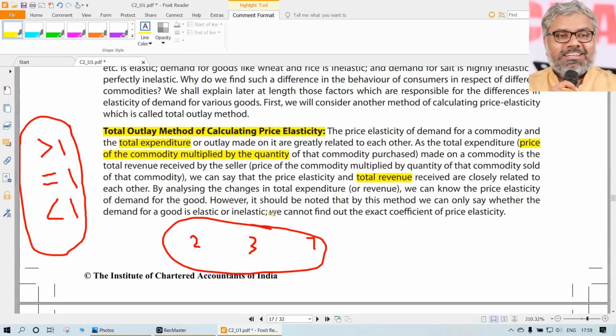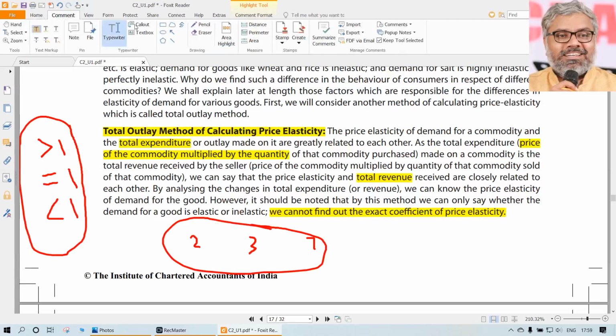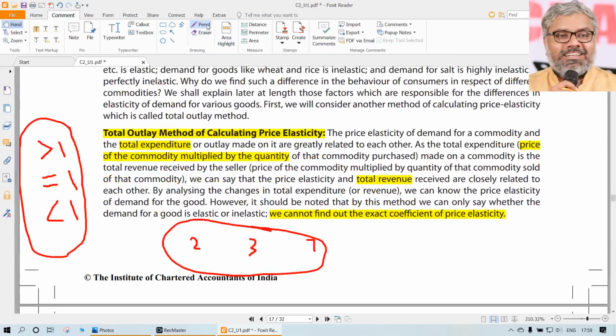But the point here is, in this method we cannot find out the exact coefficient of price elasticity. Whatever calculations we did earlier cannot be done here. So we cannot find out how much the elasticity of demand is. Is it 2? Is it 1? Is it 1.5? Is it 0.5? We don't know. We cannot calculate the exact number.